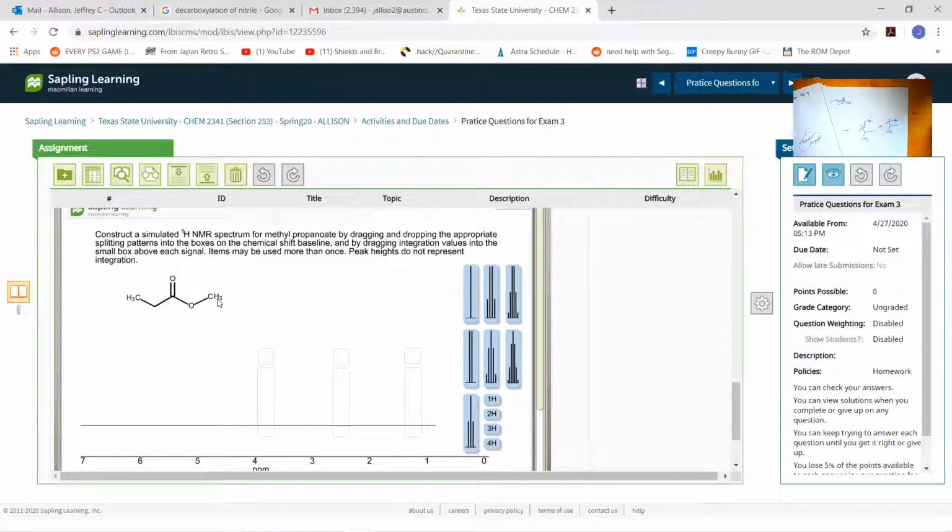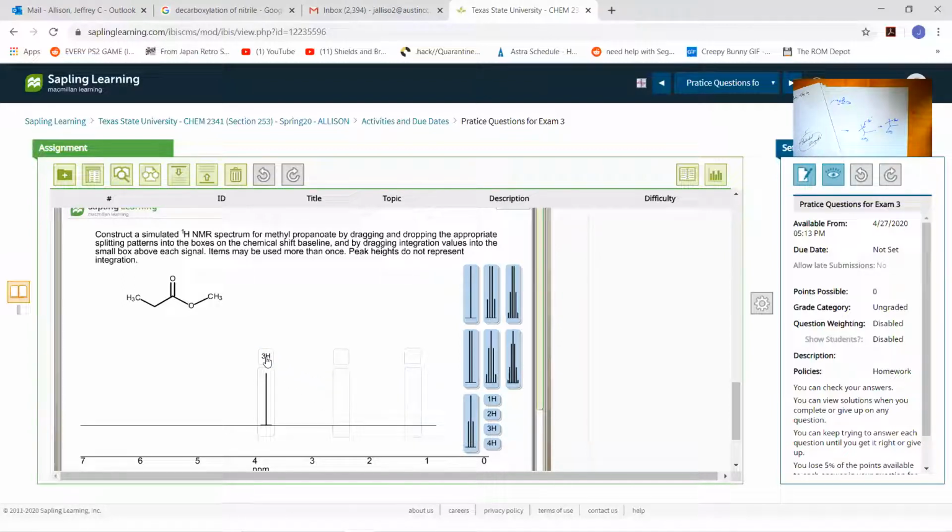And because those hydrogens are more than 3 bond lengths away from these hydrogens over here, it's not going to be split by anything. So I suspect that that is going to be a singlet, which I'm going to put right here. And I'm going to indicate that there are 3 hydrogens associated with that signal like so.